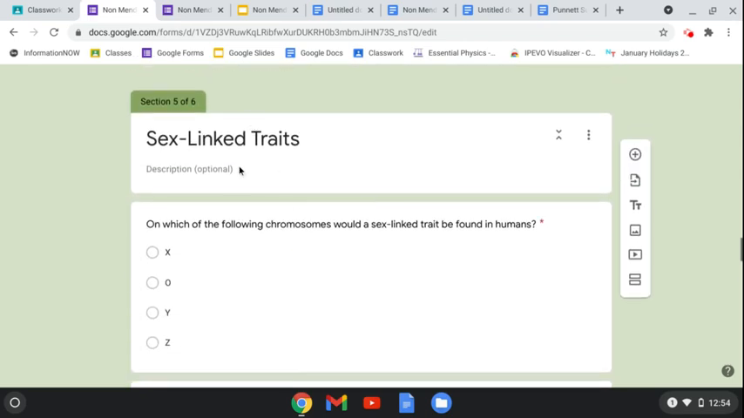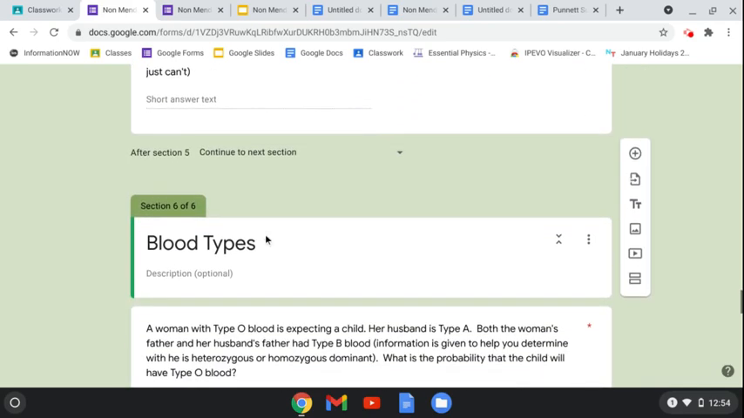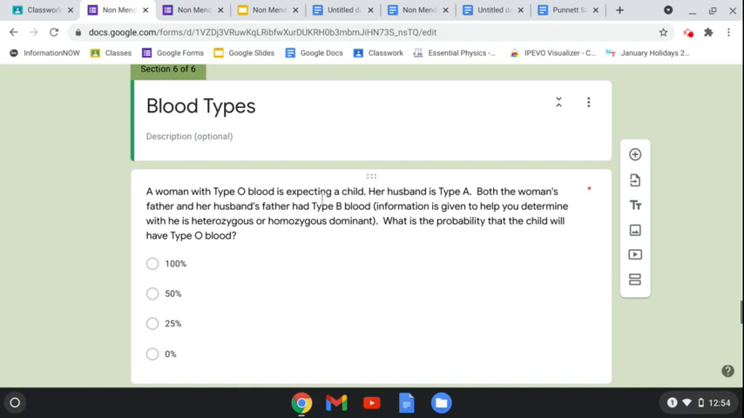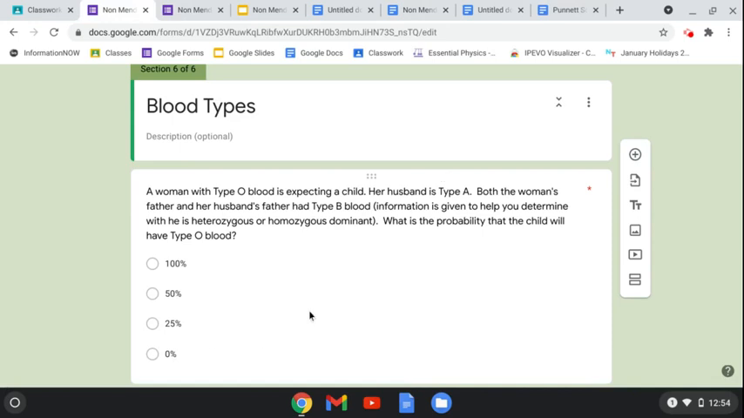The next one is on sex-linked traits, which we had the other day. So you need to answer those questions using that information. And then there's a section on blood types. On these questions, you're going to read the question and do your little Punnett square. You don't have to show me the Punnett square. You can just do it on your own to answer the question. But you'll do it the same way I did in the example where you use the IA, and so forth.